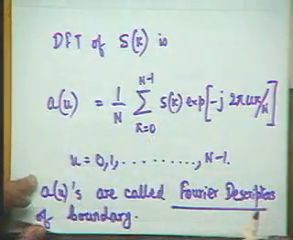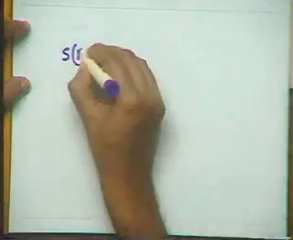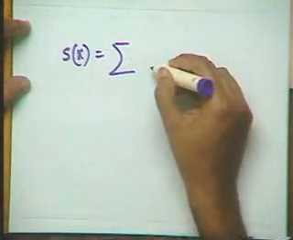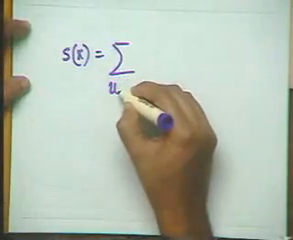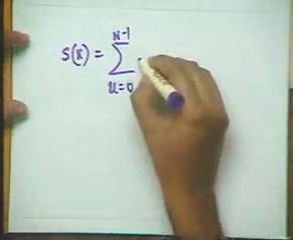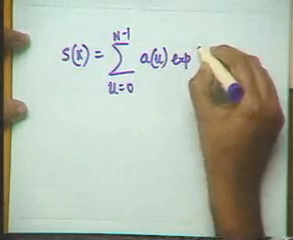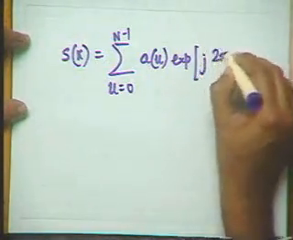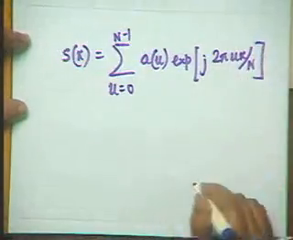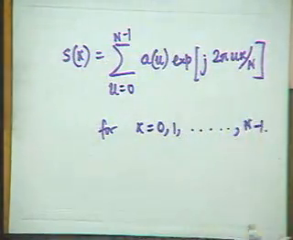All right. So to get the original boundary, if somebody gives me A of u and I want to get s of k, what should I do? I have to take the inverse DFT. The inverse DFT expression is simple. S of k is the summation over u, from 0 to N minus 1, because there are going to be capital N number of Fourier descriptors, of A of u exponential to the power plus j 2 pi u k divided by N, and this we have to compute for k equal to 0, 1, etc., up to capital N minus 1.